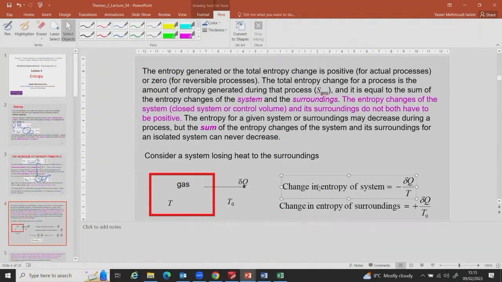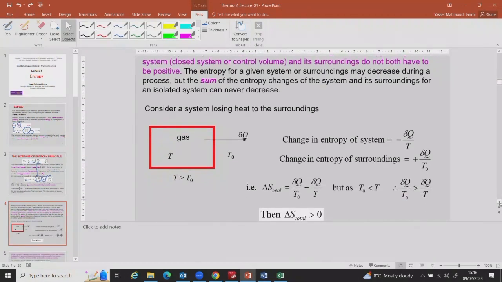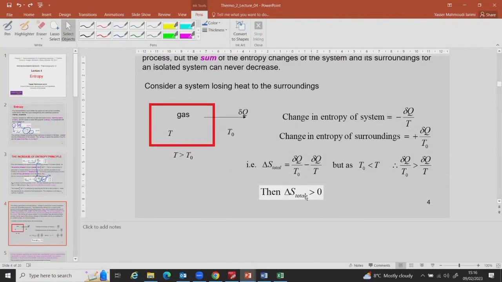Then you could calculate the change of entropy for the system, which is minus delta Q over T, because the heat has been rejected from the system. While your environment absorbs the heat, so it's going to be plus delta Q over T. So for the gas, since it loses energy, the entropy drops, while for the surroundings, the entropy increases. However, the sum of these two, which is delta S total, you can work this out, is always positive. The same as we did for the apple.